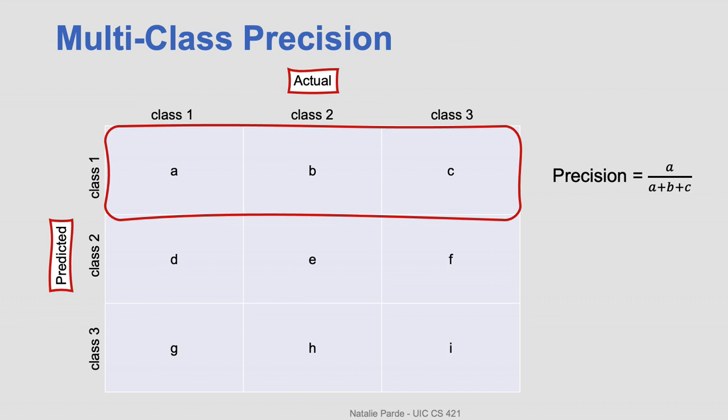If we want to compute multi-class precision, we can do it more or less the same as before, but just factoring in the correct and incorrect predictions for additional classes. For example, if we want to compute precision for class 1 in the confusion matrix here, we divide the value in cell A, that's the number of true positives, by the sum of the values in cells A, B, and C, since those together are the total number of instances predicted to be in class 1.